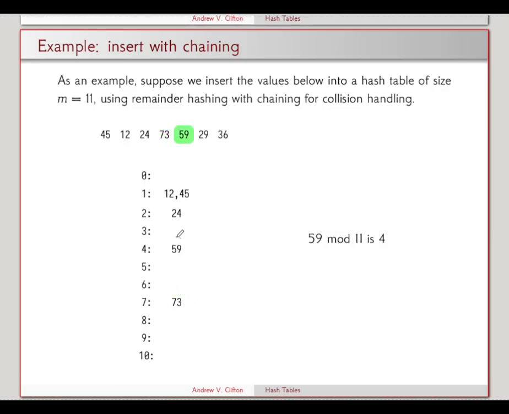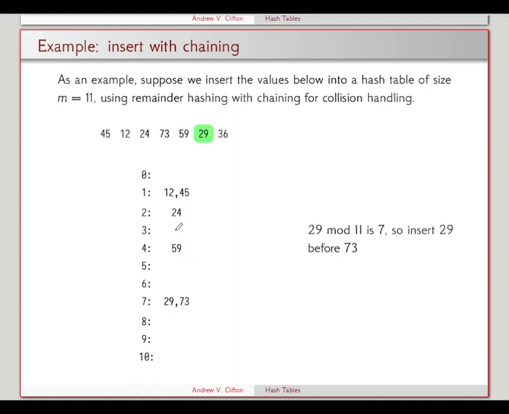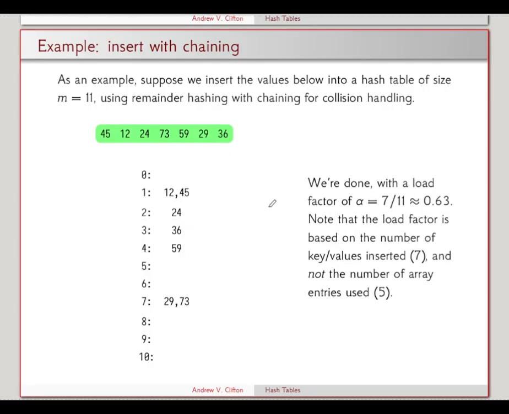59 mod 11 is 4, so that goes at index 4. 29 mod 11 is also 7. So again, we insert 29 before the 73 that was already there. And then finally, 36 mod 11 is 3, so that gets placed at index 3. When we're done, we have a load factor of 7 because we have 1, 2, 3, 4, 5, 6, 7 things that we inserted. Our size is 7, divided by m, which is 11. So that's about 0.63.